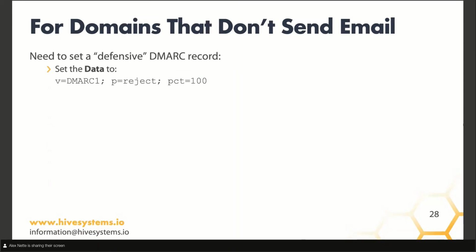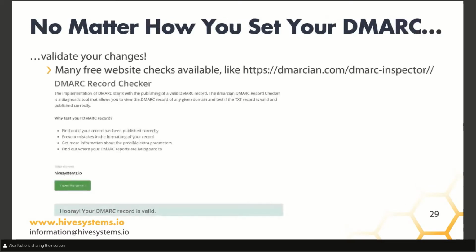This is an important part, and a lot of people forget about those other domains that they own, or maybe they're just sitting on for a later future project. It's important to set these defensive records now to make sure that those domains are protected. And if you do ever start to use them, make sure to go in and update them accordingly with all of the stuff that we've talked about so far. No matter how you set your DMARC, again, you need to validate your changes. This is the most important part in all of this. And so there's a lot of free checks. Again, DMARC has a DMARC inspector, and you can go and type in your domain and inspect that domain.